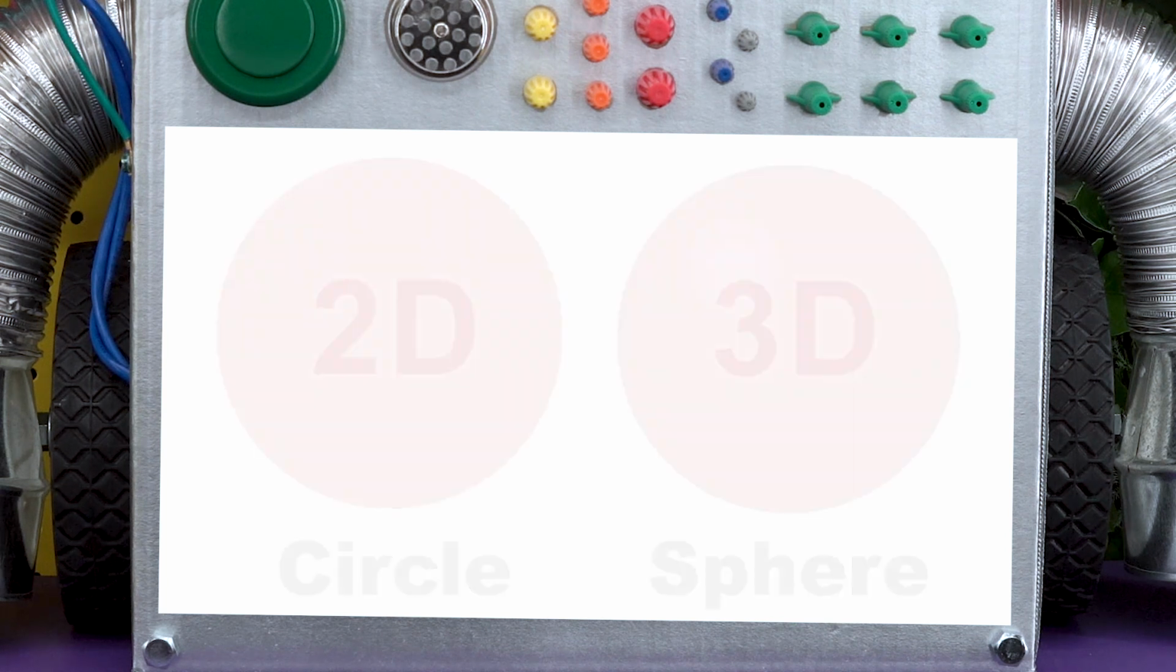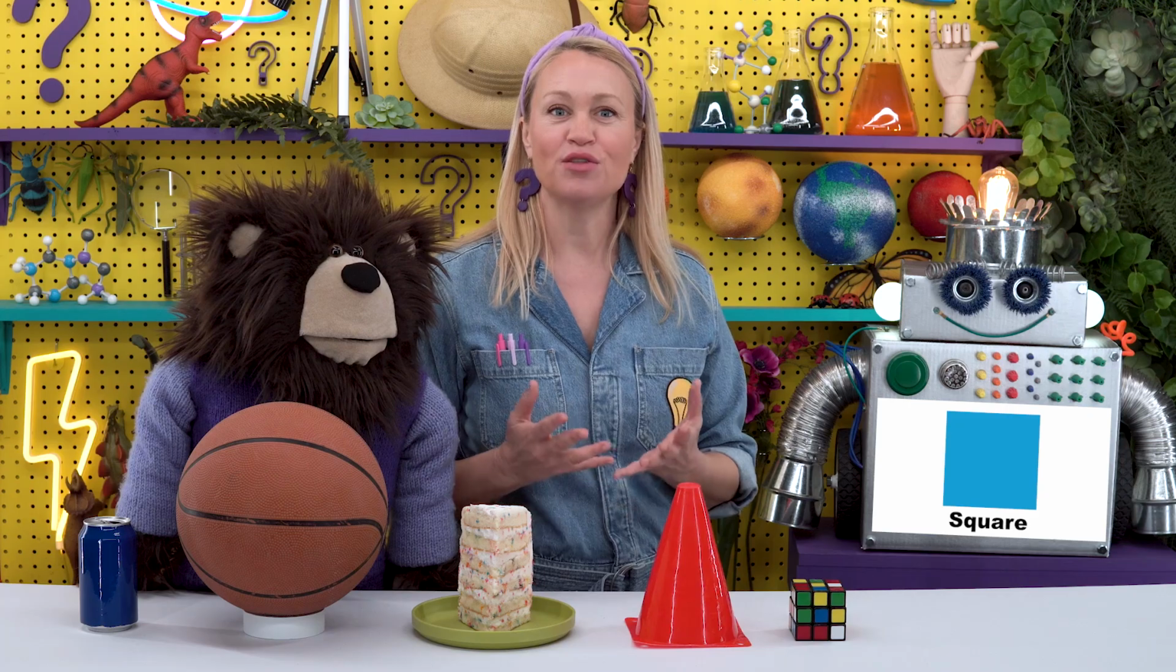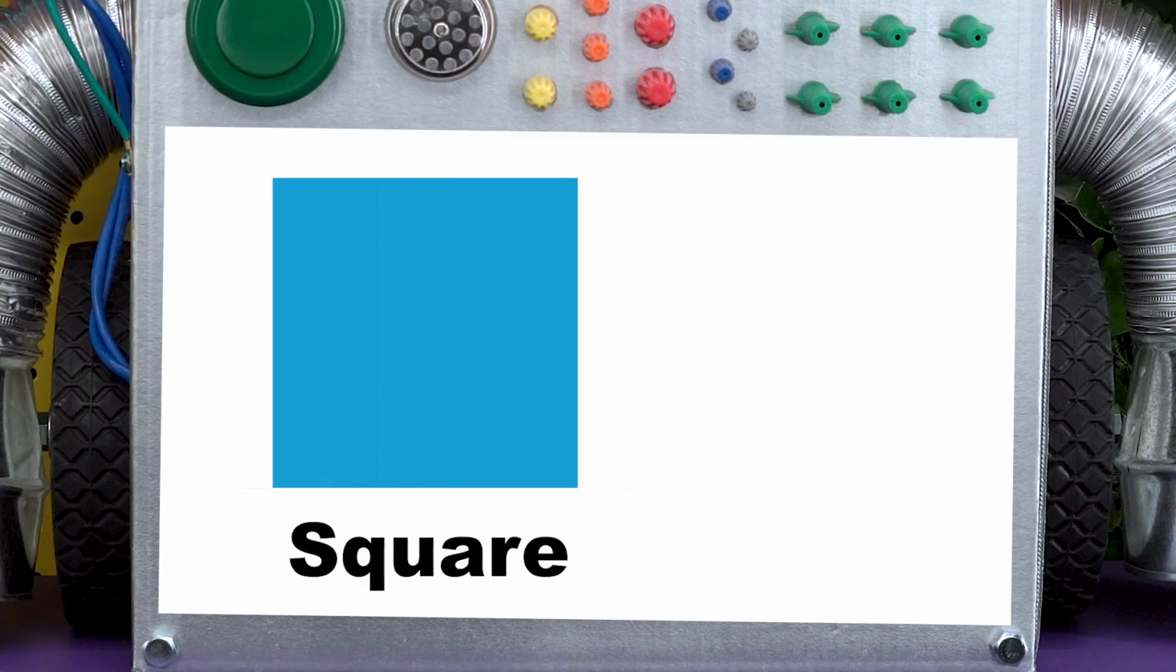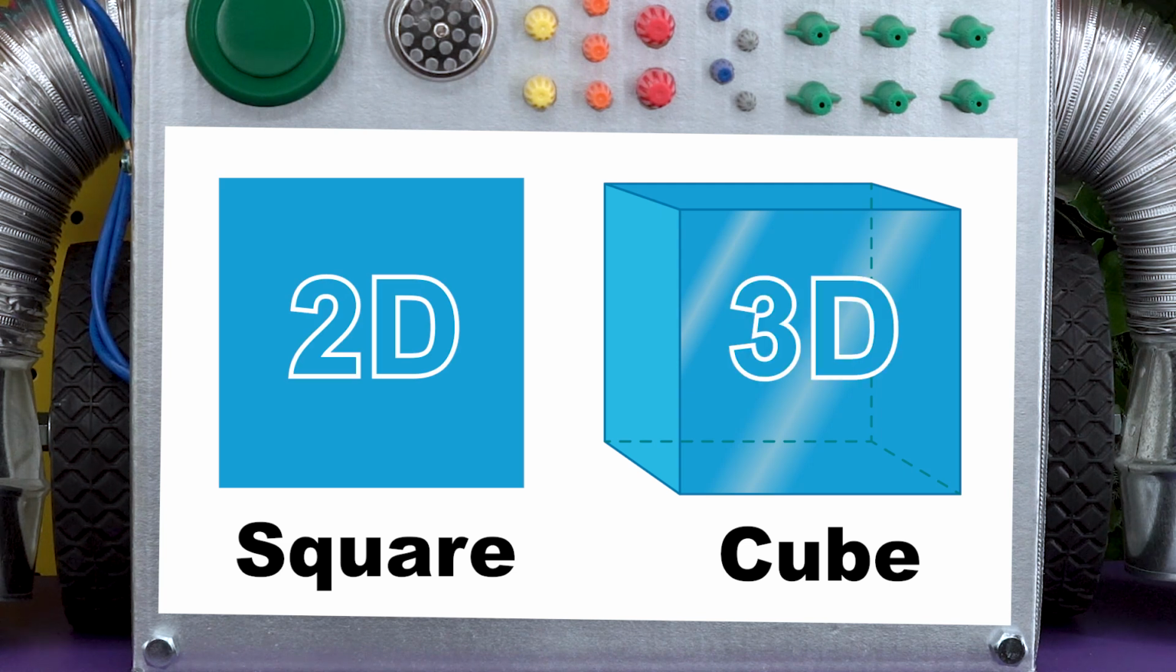Let's try it again with the two-dimensional square. If we fill up the square with air and push out the sides, the square becomes a three-dimensional shape called a cube. Can you see the difference between the two-dimensional square and the three-dimensional cube?